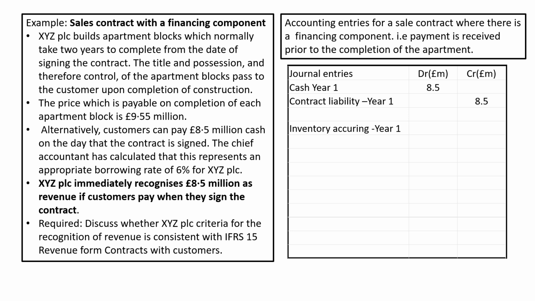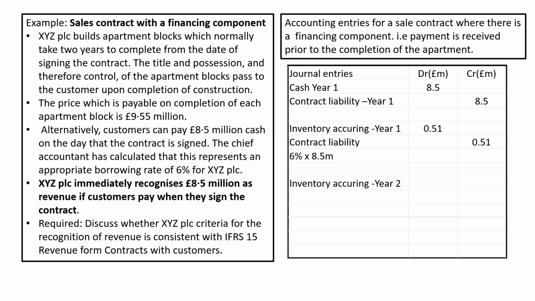At the same time, the 8.5 million represents the present value of 9.5 million receivable in 2 years' time, discounted at 6%. Under IAS 23, the interest cost can be added to the cost of the building. So the interest cost, 6% of 8.5 million, is 0.51. That is added to the cost of the building, which is treated as part of inventory, and the contract liability account is credited with 0.51 million.